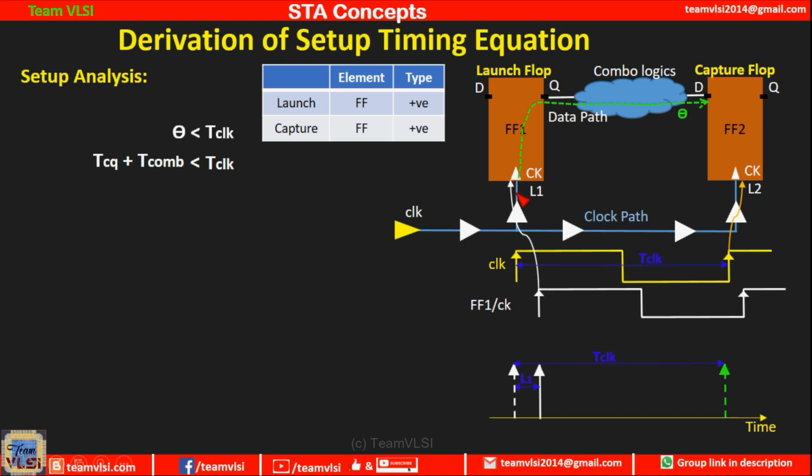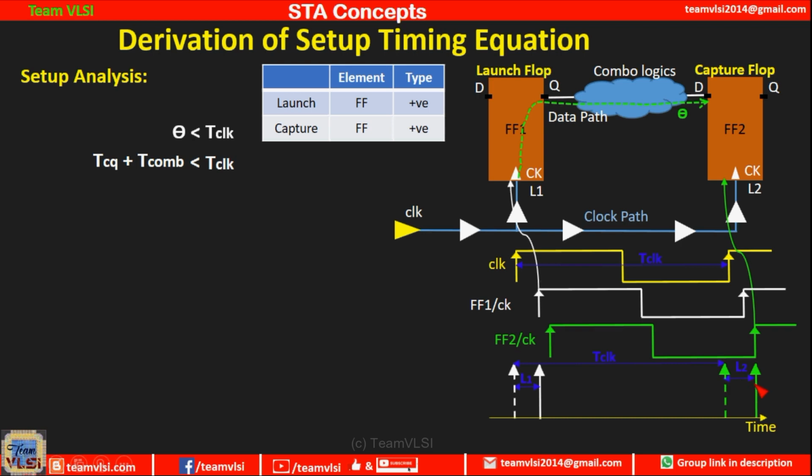Similarly, flip flop 2 will receive the rising edge after L2 time from the rising edge at the clock pin. So it has latency L2. Again, instead of receiving the rising edge at this point, it will be delayed by L2. And at this point the data will be captured, right?